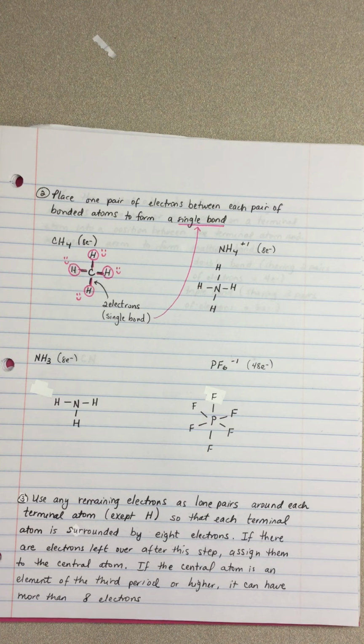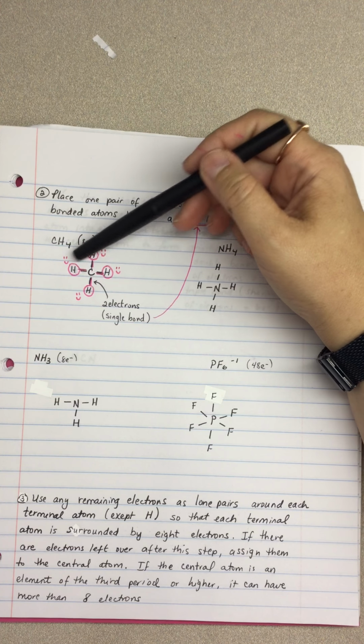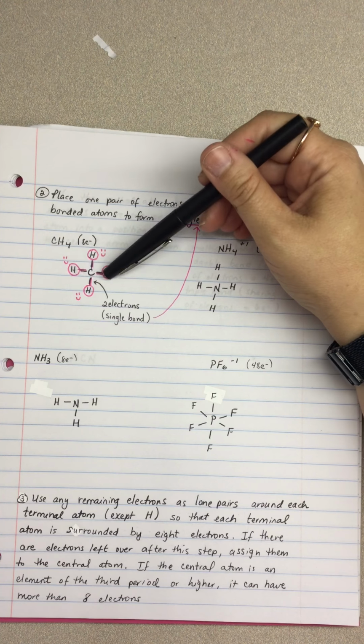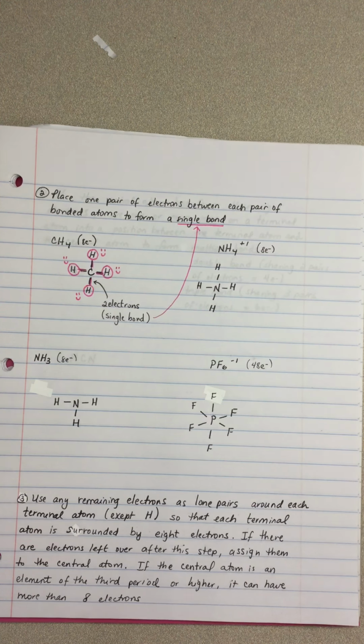You're using your 8 electrons right there. All of them, you have used them. And you have a complete octet in everything: the terminal atoms, which are your hydrogens, and the central one.